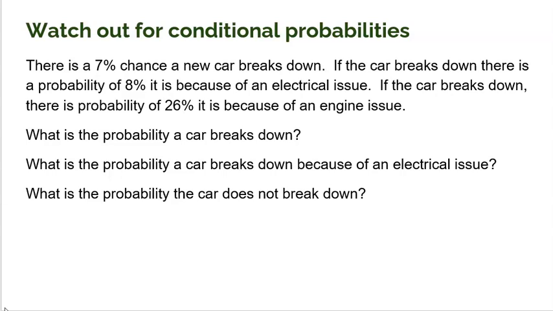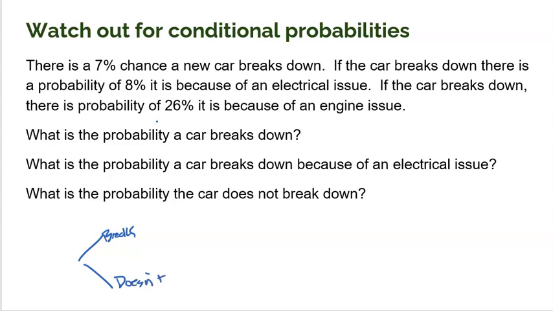All right, here's an example. There's a 7% chance a new car breaks down. If the car breaks down, there's a probability of 8% it is because of an electrical issue. If the car breaks down, there's a 26% chance it's because of an engine issue. So before I even read the questions here, one thing you kind of think about is the tree diagram. So the car breaks down, right? It either breaks down or it doesn't.